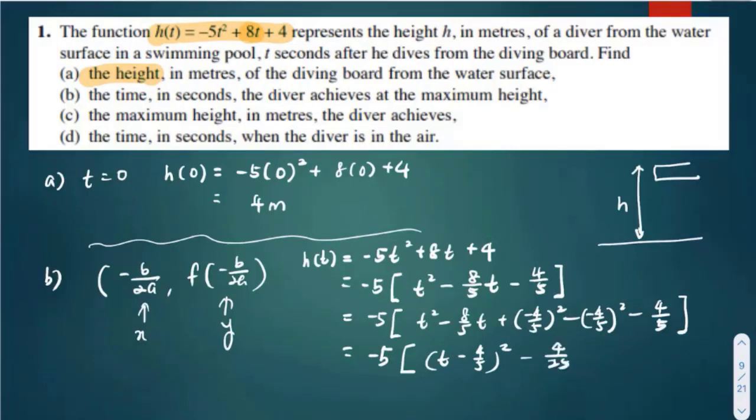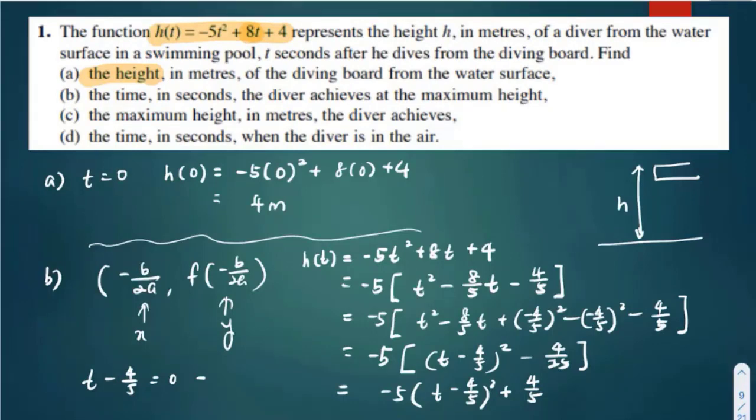Ini cikgu dah buat cepat sikit lah. Nanti kamu cuba buat semula. Square, this one negative, negative, positive. So it's a 4 over 5. So from here, you can get your time already. T minus 4 over 5. So want to find the T. So your T minus 4 over 5 equals 0. So your T is equal to 4 over 5 lah.